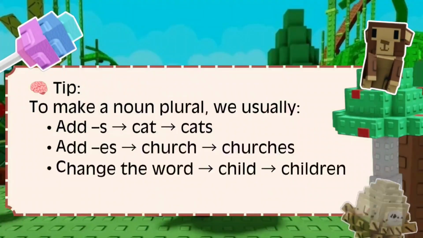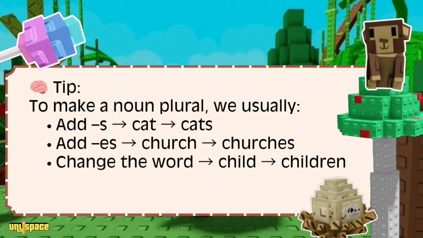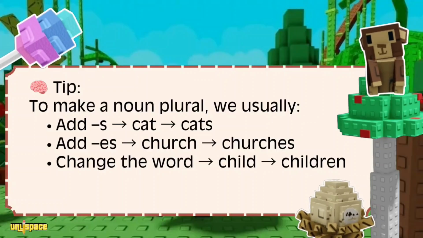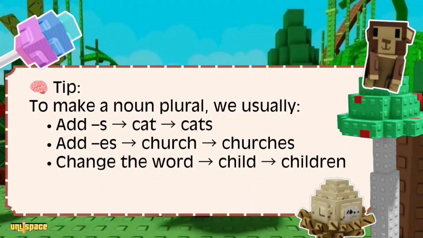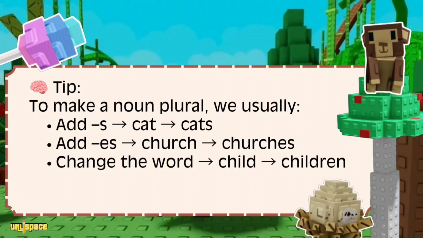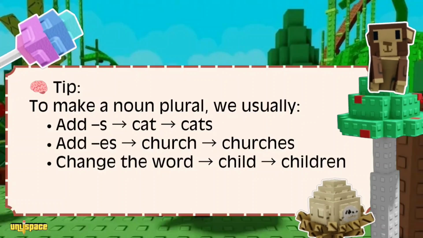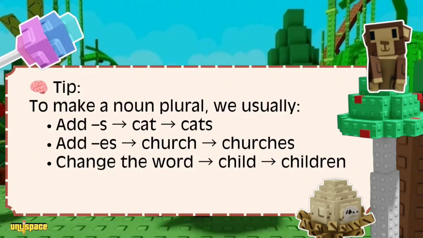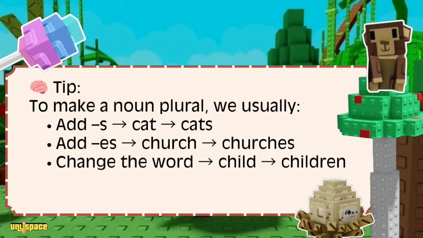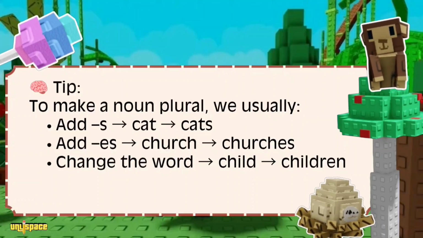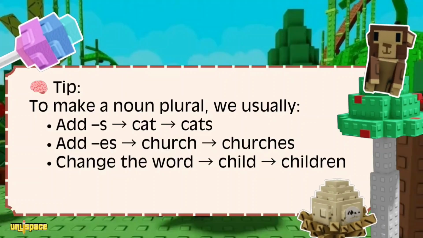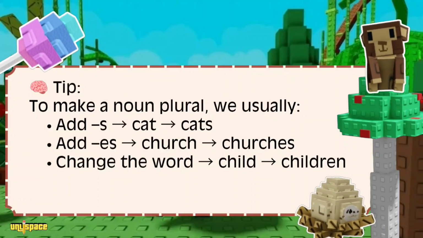To make nouns plural, we usually follow this. Just add s: cat, cats. Add es for special endings like ch or sh: church, churches. Some change completely. They're irregular nouns: child, children.